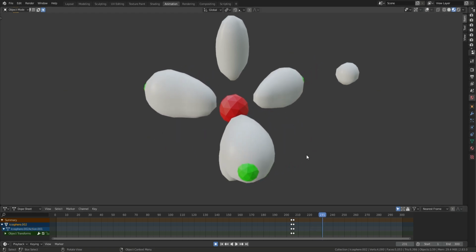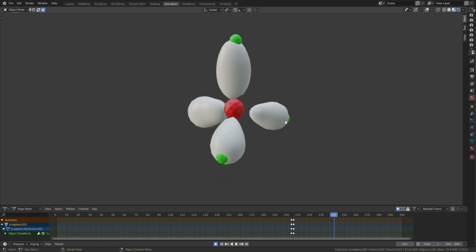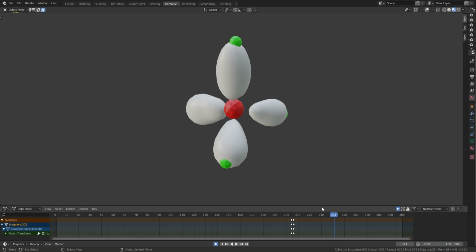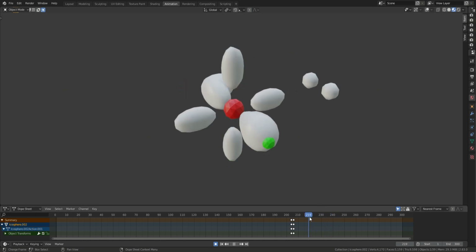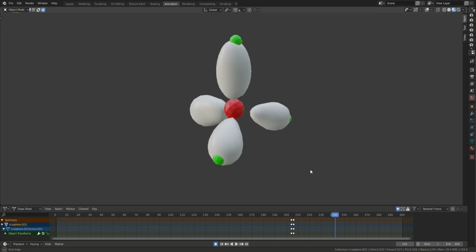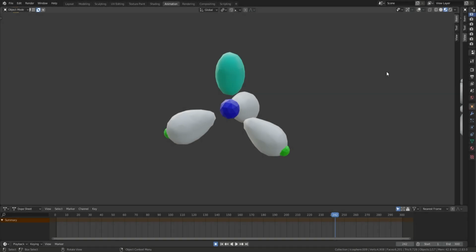The third sigma bond, this would be an sp2 hybridization. And finally, the last bond, which would give us an sp3 hybridization. You can also notice the shapes. We went from linear, trigonal planar, to tetrahedral, just like that. Wonderful.